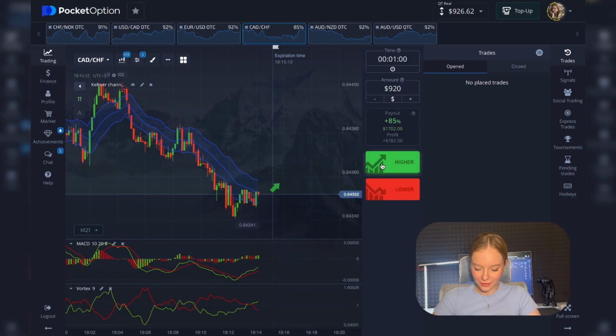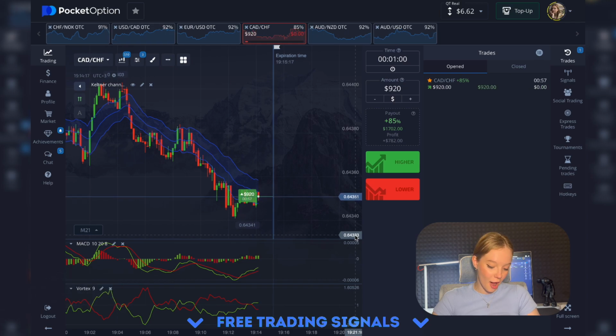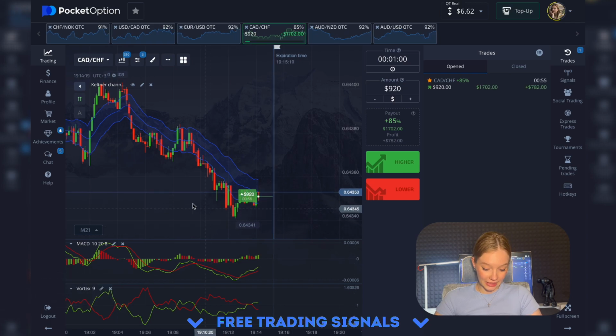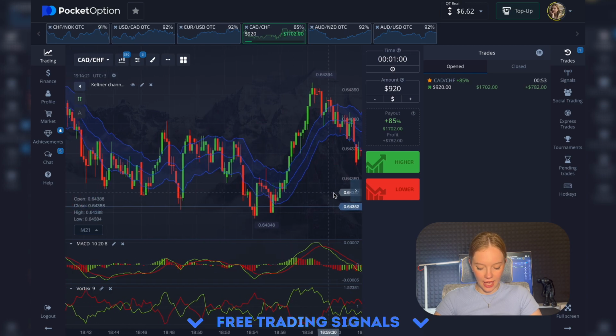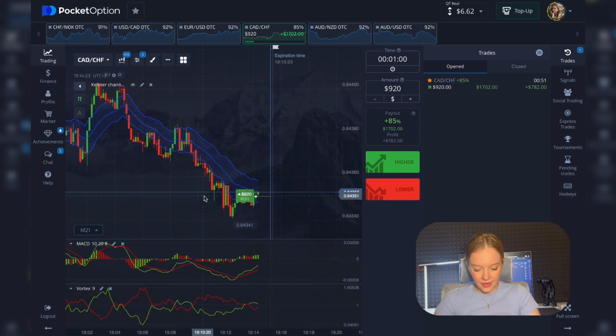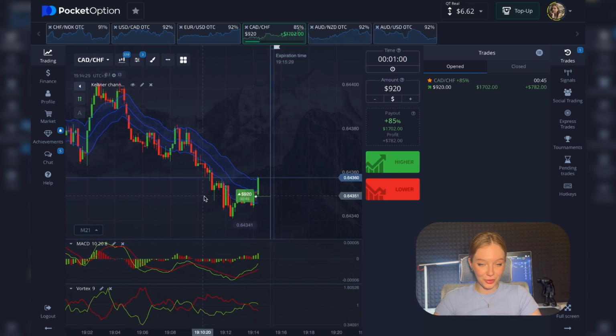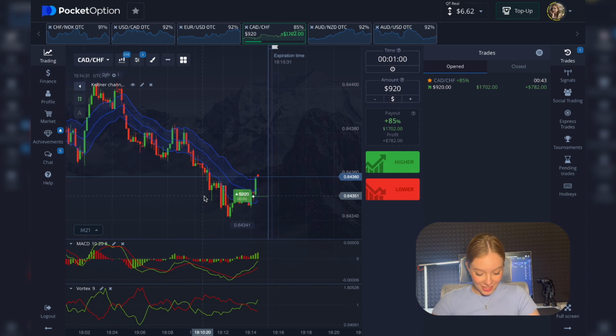After opening the pair of Canadian dollar and Swiss franc, I noticed that the chart has gone up, but at the moment it is falling and the indicators show potential growth. It is very possible now, so I open a trade again with the amount of $920 for growth.